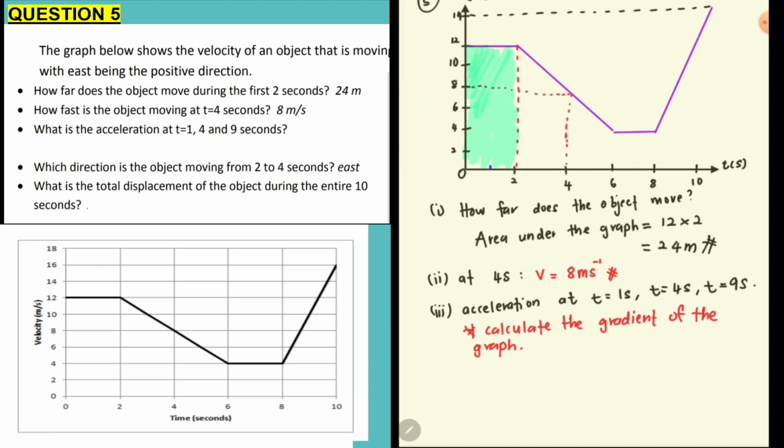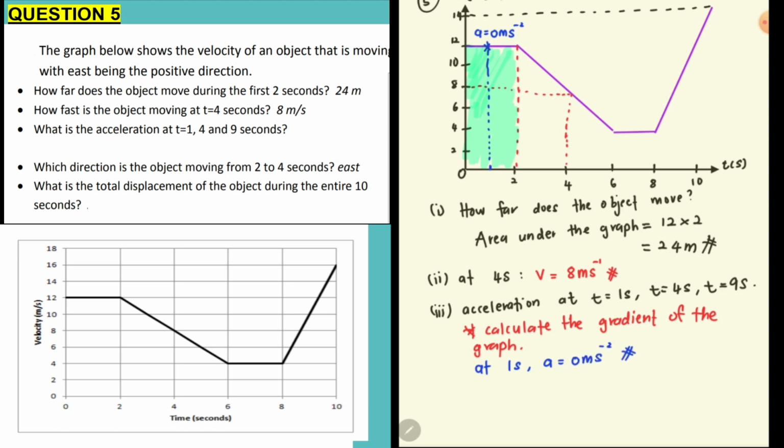At 1 second, read from the graph. So here, the gradient at 1 second is equal to 0. So it means that the acceleration from 0 to 2 seconds is 0 meter per second squared. Therefore, at 1 second, acceleration is equal to 0.